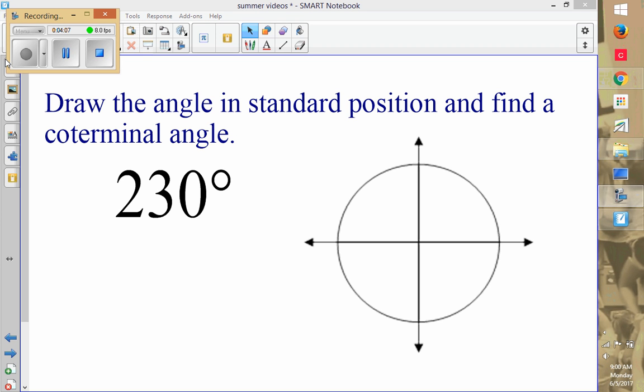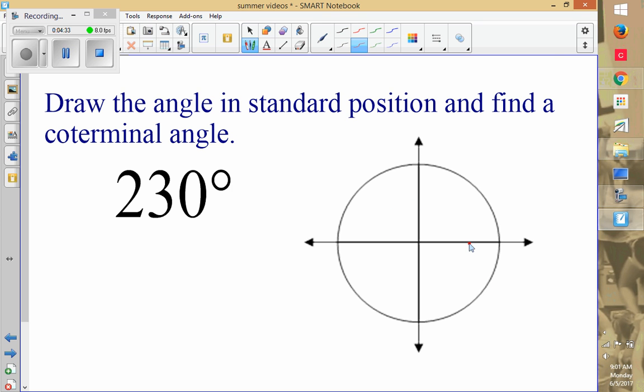Okay, so now we have a problem where we want to draw the angle in standard position and then also find a coterminal angle. So 230. If I think about 230, 230 is larger than 180, but smaller than 270 if I break it up into the 90s. So I'm going to go 90 degrees, 180 degrees, and 230 is going to be another 50 degrees into the third quadrant. So that's roughly what 230 degrees would be.